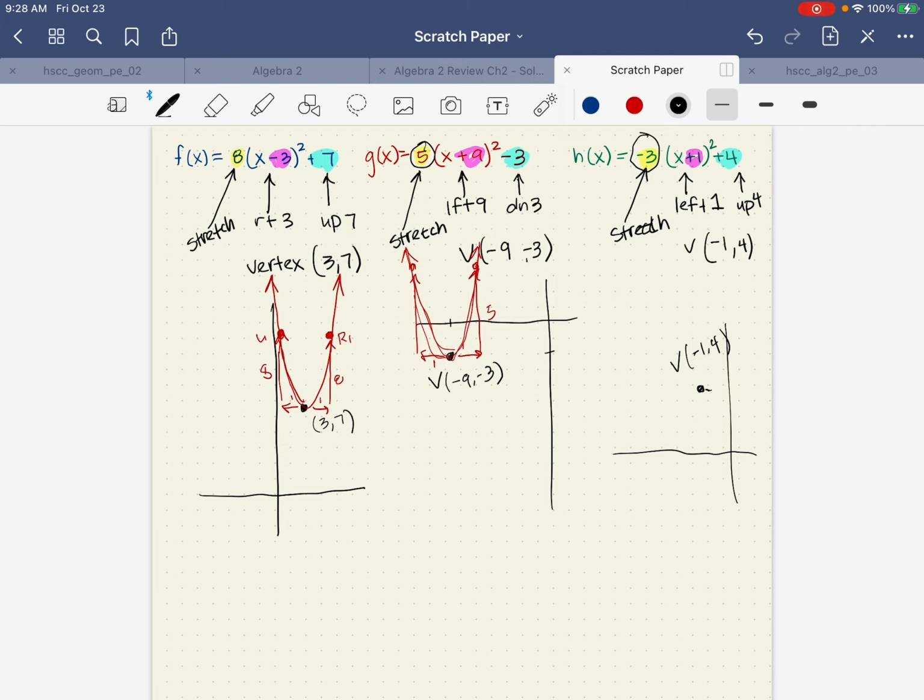So we go over 1 space, and then we're going to go down 3 spaces, and we get our next point. We're going to go 1 space to the left, and we're going to go down 3 spaces. And this gives us enough, like I said, to graph our parabola. So we graph our parabola right there. And that is how the stretch affects our vertex or our function.